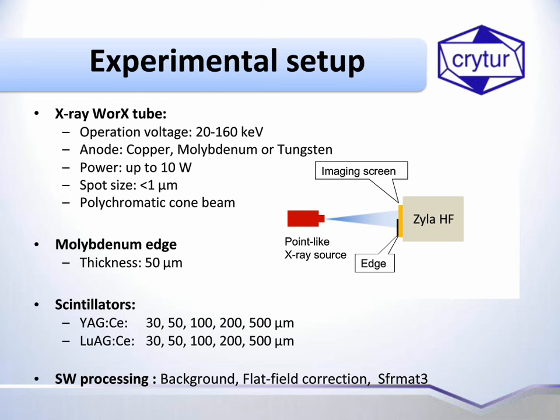And this system provides a polychromatic cone beam. So if you put a sample somewhere between the detector and the X-ray source, it will be magnified. So you need to avoid this magnification by putting the edge on top of an imaging screen, which is coupled by fiber optics to the Zyla HF. For the slanted edge, we use a molybdenum edge of 50 microns, and we tested different scintillators in a range from 30 microns to 200 microns. These were freestanding scintillators, but we also had a chance to test a scintillator which is glued to fiber optics, which will be coupled to another fiber optic input of the Zyla.